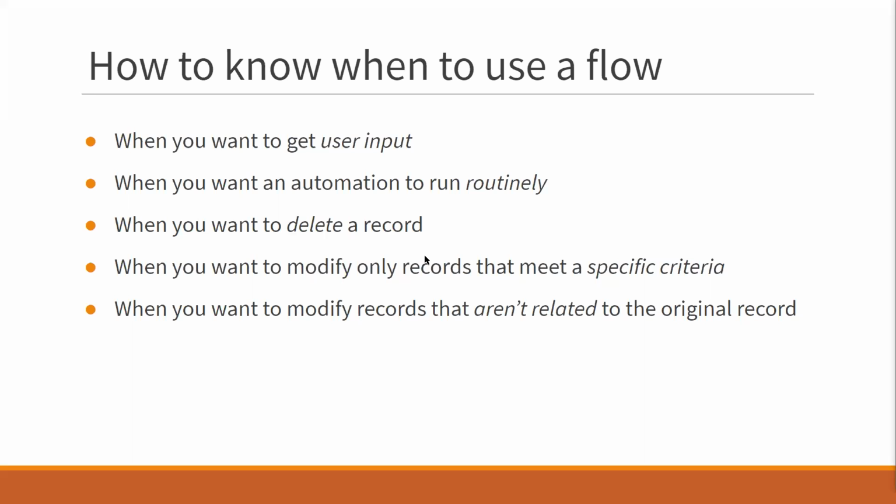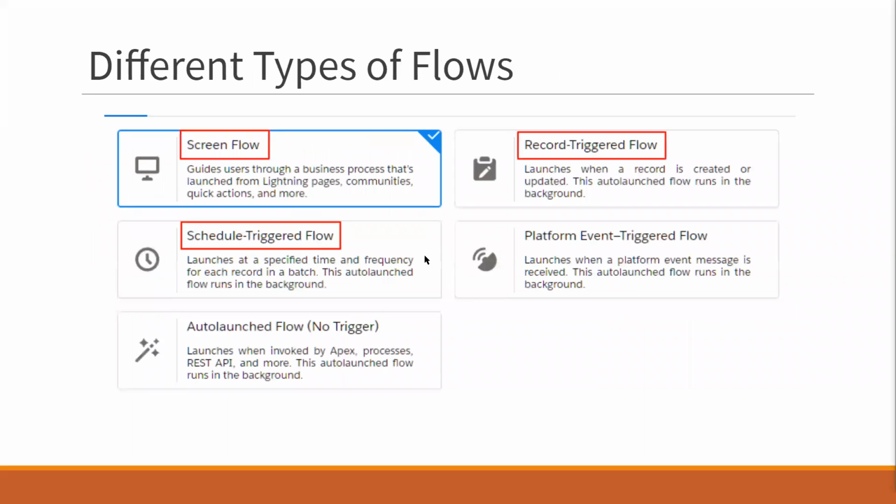All right, so now that we have a decent understanding of when to use a flow, let's talk about the different types of flows. So when you go and create a flow, and we'll get into how to exactly do that in a few minutes, you have 5 options to pick from. And this can be a little intimidating when you look at it. It's like, what does it mean? What is the difference between a record trigger flow and a scheduled trigger flow?